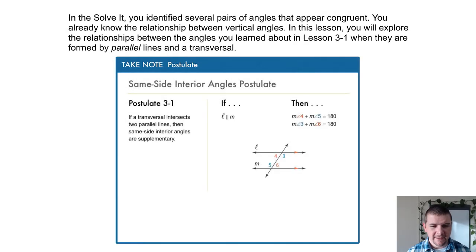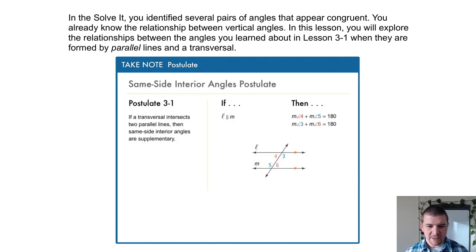In the Solve It, you identified several pairs of angles that appear congruent. You already know the relationship between vertical angles. In this lesson, you will explore the relationships between the angles you learned about in Lesson 3.1, when they're formed by parallel lines and a transversal.